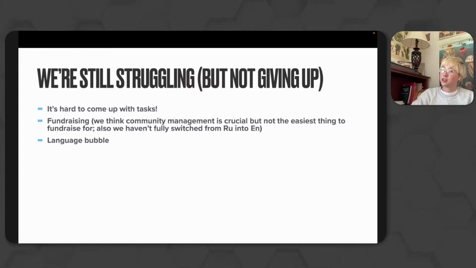Again, fundraising as any nonprofit, it's hard, but also we feel that community management, though being crucial, I don't think this is the easiest thing to fundraise for. It's much easier to fundraise for scientific research, especially if you talk to business people to be sponsors. Business people became business people because they like immediate results. This is their mindset, and they understand the link between "I fund scientific research and I probably will see some result or not."